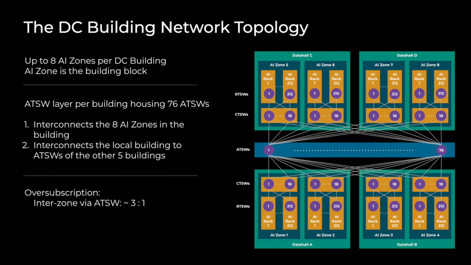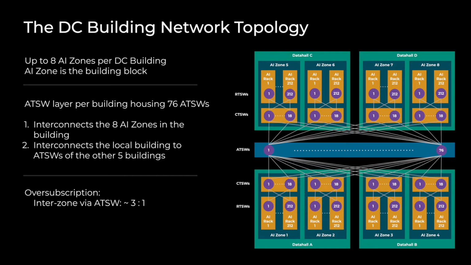Here we see our 4 data halls and 2 AI zones per data hall. Each AI zone is exactly what Rohit showed us earlier, a 2-stage Clos topology with RTSWs connected to the GPUs and aggregated by a set of CTSWs. We have 8 AI zones in the building interconnected by 76 ATSWs. Each and every CTSW in the data center uplinks to all 76 ATSWs.